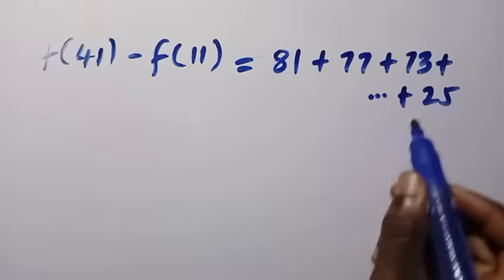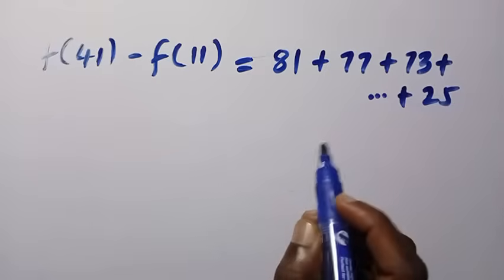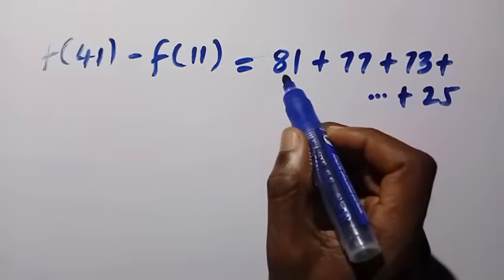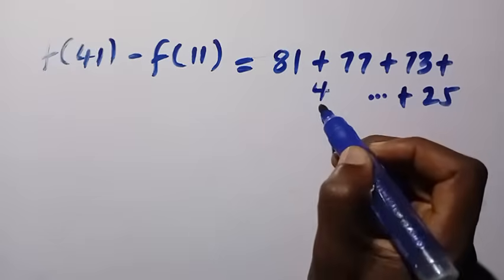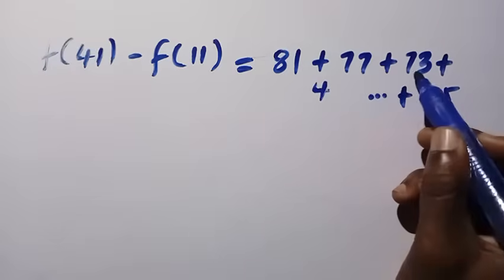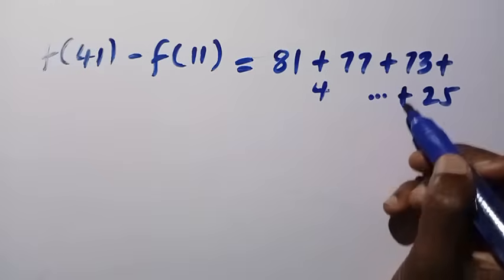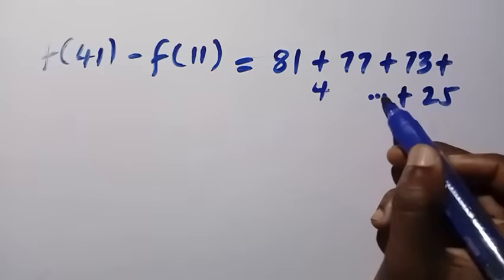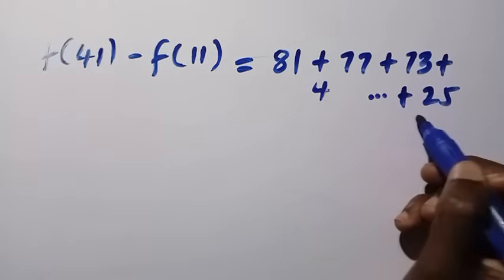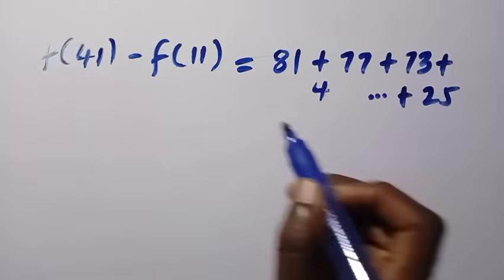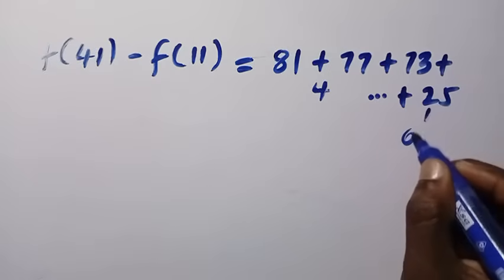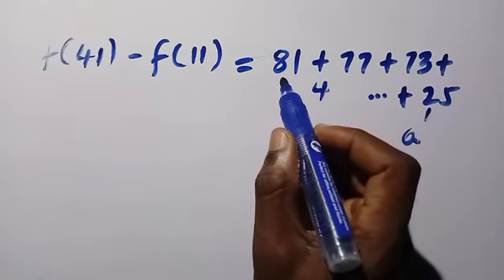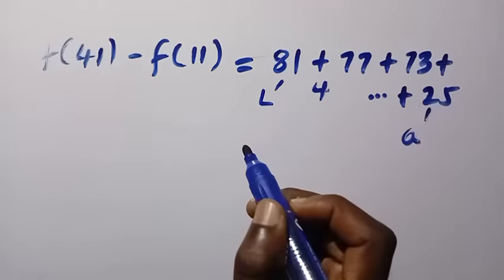But to add this, we apply the sum of a series. For the first one, from 81 to 77, the common difference here is 4. So from 77 to 73, it has the same common difference. And from here to the last 25 is also 4. Then here is the first term. The first term is A, which is 25. Here is the last term, which is 81.